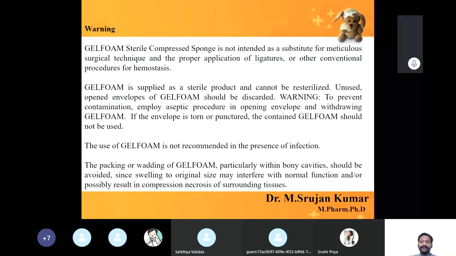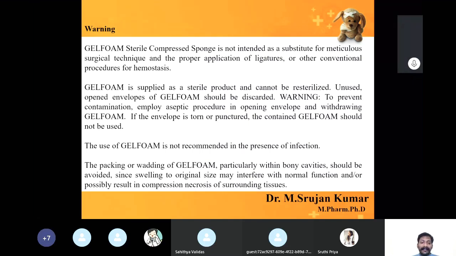It is not only with gel foam, it is with any dosage form. It is an important precaution: if you observe any leakage, if the envelope is torn or your product has been punctured, or if the labeling is not proper on the product, or if you feel that something has been crushed, you should not use the dosage form. Here it is very important for gel foam, because gel foam comes as a sterilized form. When you observe something torn or punctured, whatever sterility is present inside will be exposed to the outside moisture, so you should not use that. The use of gel foam is not recommended in the presence of infection. Whenever a person is suffering from any sort of infection, gel foam should not be used.